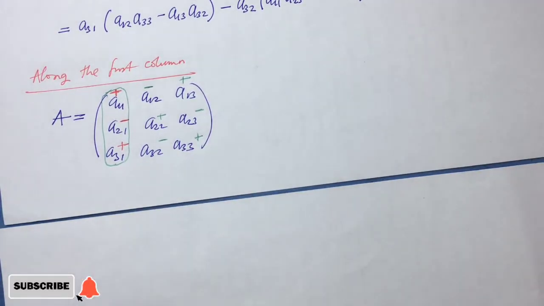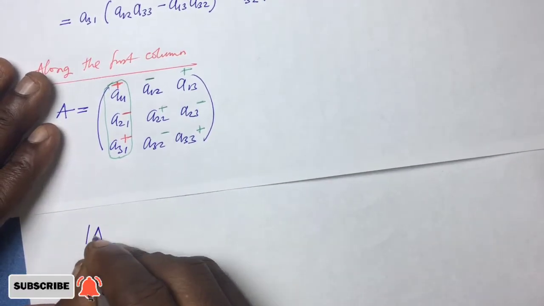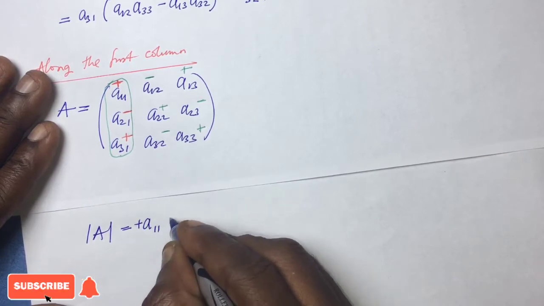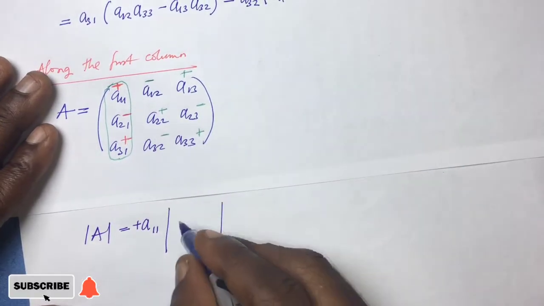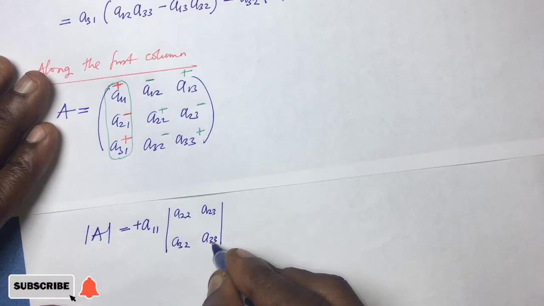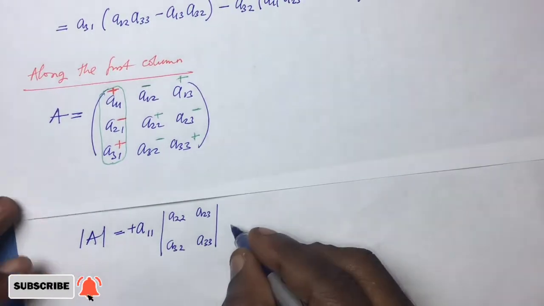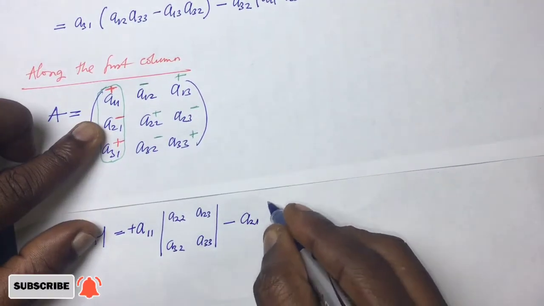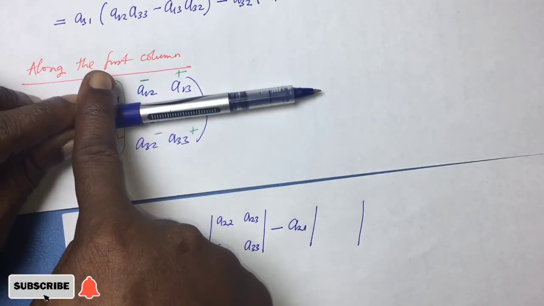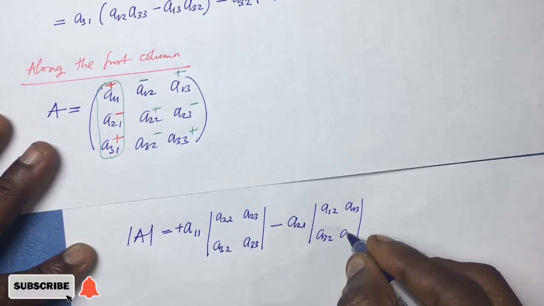Now, because we are interested in the first column, let's take the first column. So the determinant of A in this case will be plus A11 times its minor. The minor of A11 is A22, A23. Just remember how we got that: you cross out this. Then the next is minus A21 times its minor. What is the minor in this case? Notice it will give you A12, A13, A32, A33.